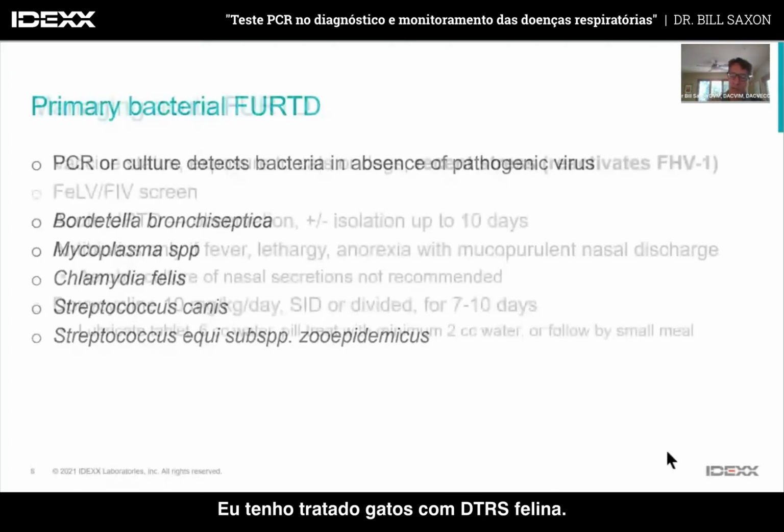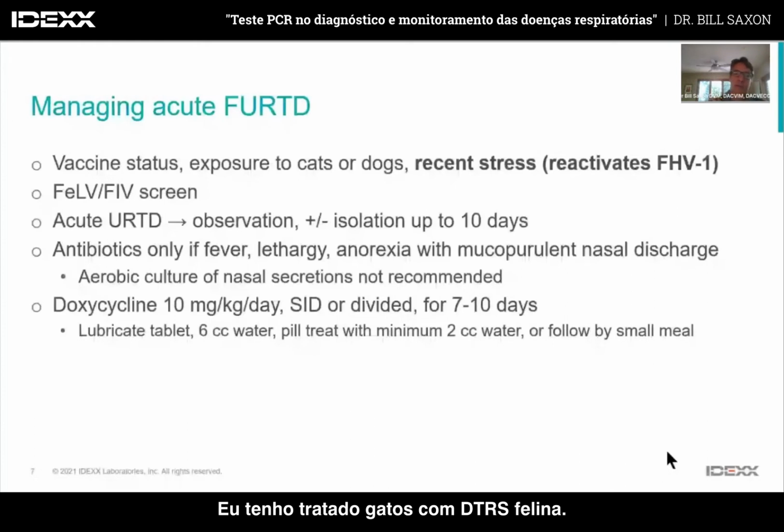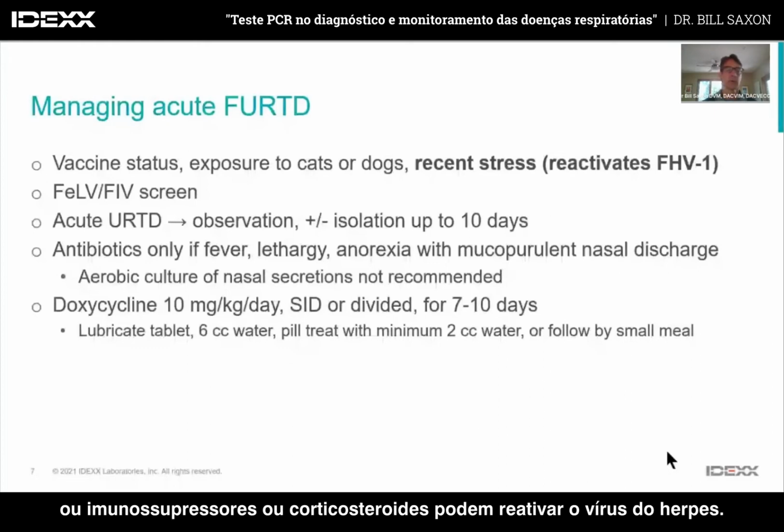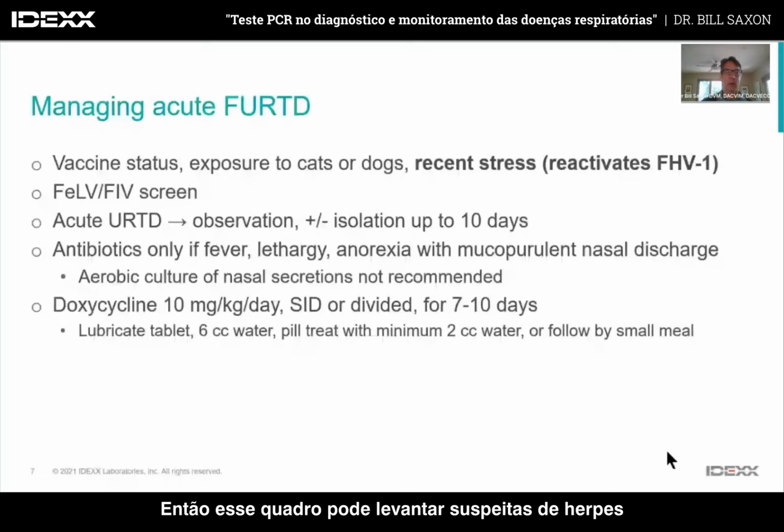How do we manage cats with feline upper respiratory tract disease? Well, you just start by a good history. Are they vaccinated against the offending pathogens? Have they been exposed to any other animals that might have had similar signs? And in cats in particular, they're cruising along doing great. Recent stress from hospitalization or surgery or another disease or immunosuppressive corticosteroids can reactivate herpes virus. So that would be the history.